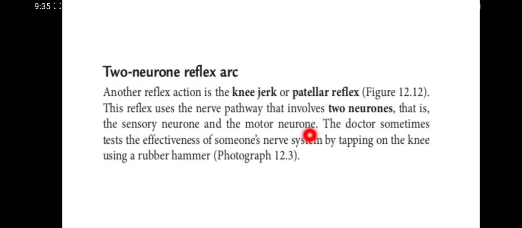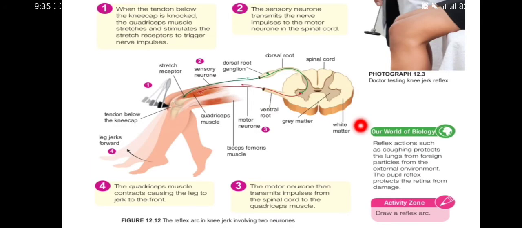So yang tadi itu adalah 3-neuron reflex arc. Yang ini adalah 2-neuron reflex arc. Another reflex action is the knee jerk, ataupun patellar reflex. This reflex uses a nerve pathway that only involves 2 neurons, that is the sensory neuron and the motor neuron. The doctor sometimes tests the effectiveness of someone's nervous system by tapping on the knee using a rubber hammer. This is Photograph 12.3, a doctor testing the knee jerk reflex.